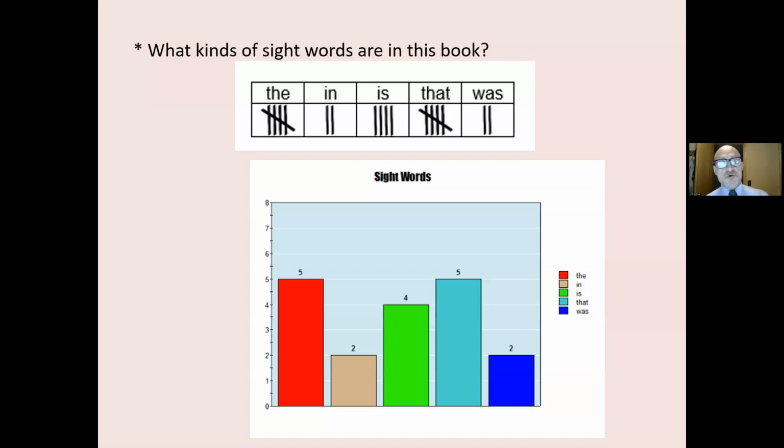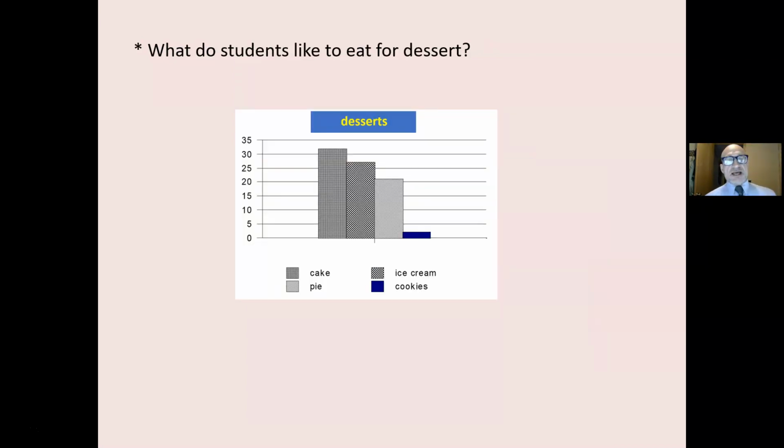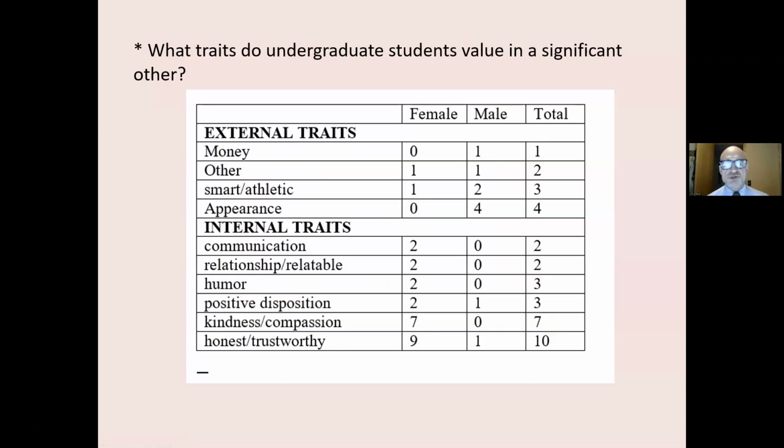Here's a great one for first grade, second grade. What kind of sight words are in this book? Data retrieval chart up there, tally marks, and then they can present their data on a graph. Asking questions, gathering data, using the data to answer the questions. What kind of desserts do students like to eat? Ask the question, gather the data, put it on a graph, use the data to answer the question.